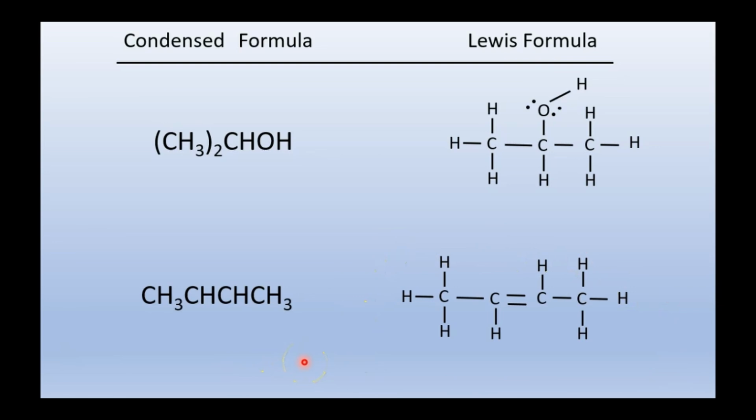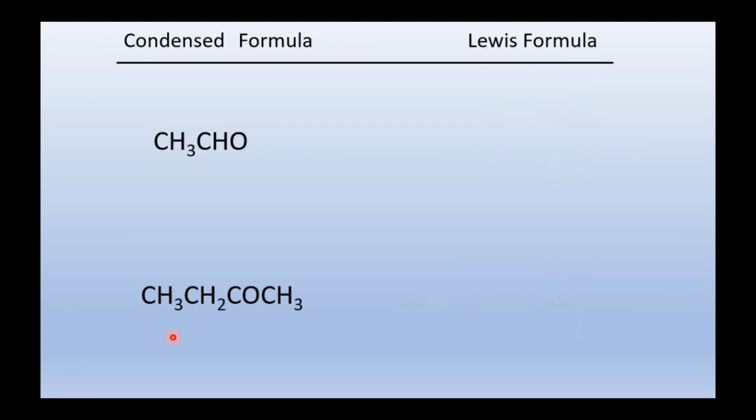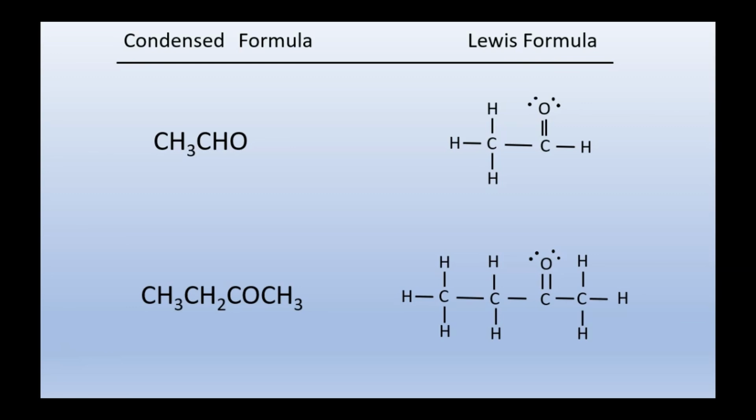But we've got so many of these to do, we don't want to do that. We want to get used to just seeing the structure. You want to be able to take a condensed formula and turn it into a Lewis formula. Here's a couple more. All right, that was pretty good, except for the carbon with 5 bonds. I put it on the wrong carbon. I got them mixed up. So most everybody got to this point.